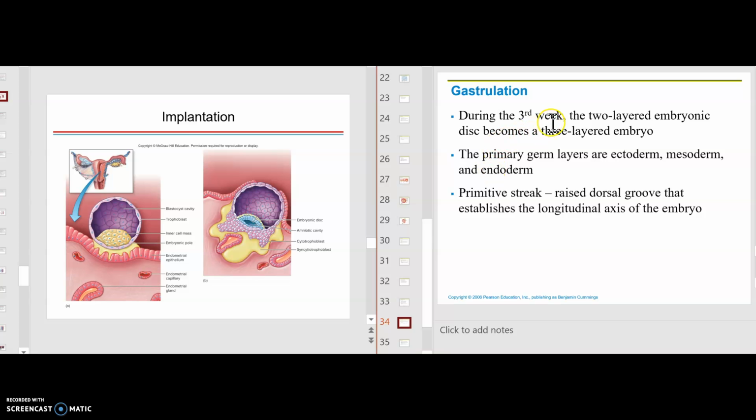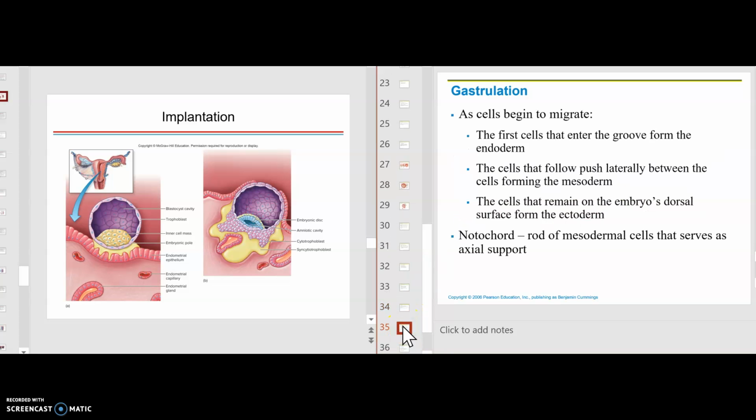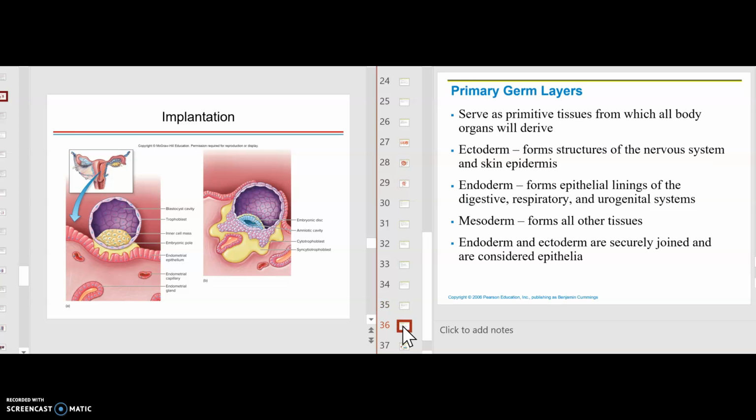So during the 3rd week, the 2-layered embryonic disc becomes a 3-layered embryo. The primary germ layers are ectoderm, mesoderm, and endoderm, but ectoderm and endoderm form first, and then later comes the mesoderm. And this process has to do with formation of a primitive streak, but we won't get into that. That's getting more into a course in embryology. But just know that 3 germ layers will form ultimately.